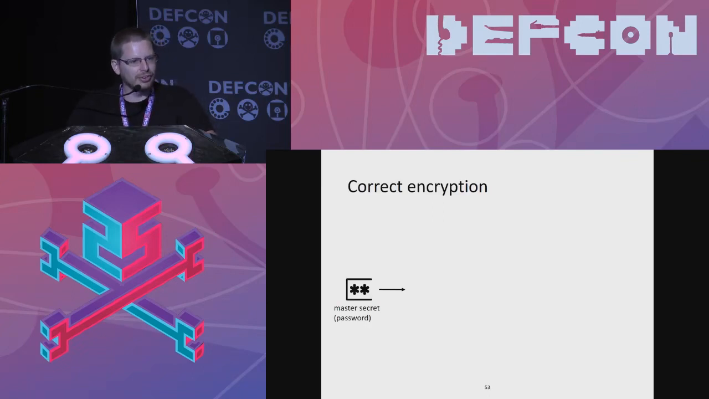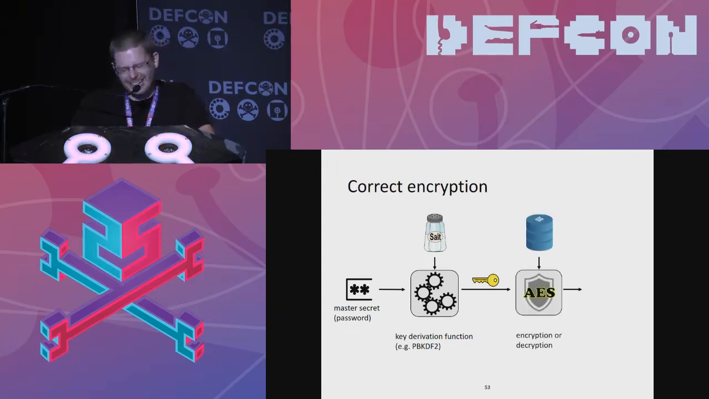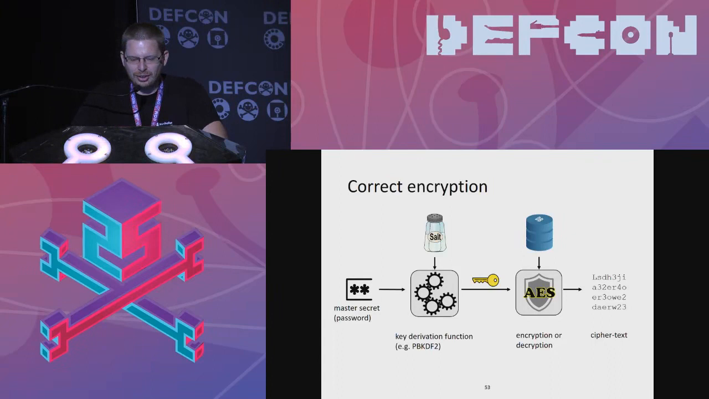We have some master secret, and in most cases we have a password. This password should be augmented with some salt. Depending on the salt length, there are different standards, like NIST, which describe how long this salt should be. On this combination, a key stretching or key derivation function should be applied. The output of this function builds our encryption key, and in combination with a reliable algorithm like AES, we can do our encryption and decryption. So this is, let's say, a scheme of how correct or good crypto should be done.